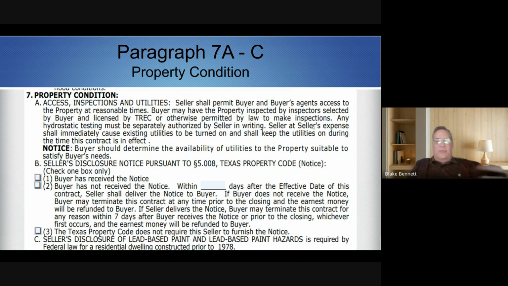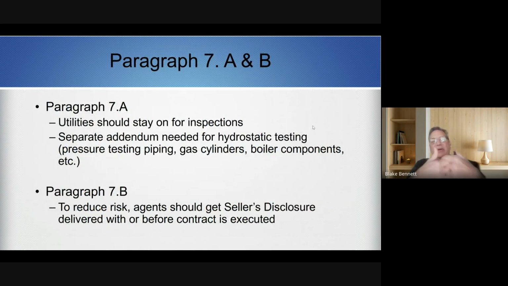7A through C, the property condition. Paragraph 7A says utilities need to stay on for your inspections. There's a separate addendum needed for hydrostatic testing. That's your pressure testing of your pipes, your gas cylinders, your boiler components. 7B, to reduce risk, get the seller's disclosure delivered with or before the contract's being executed.